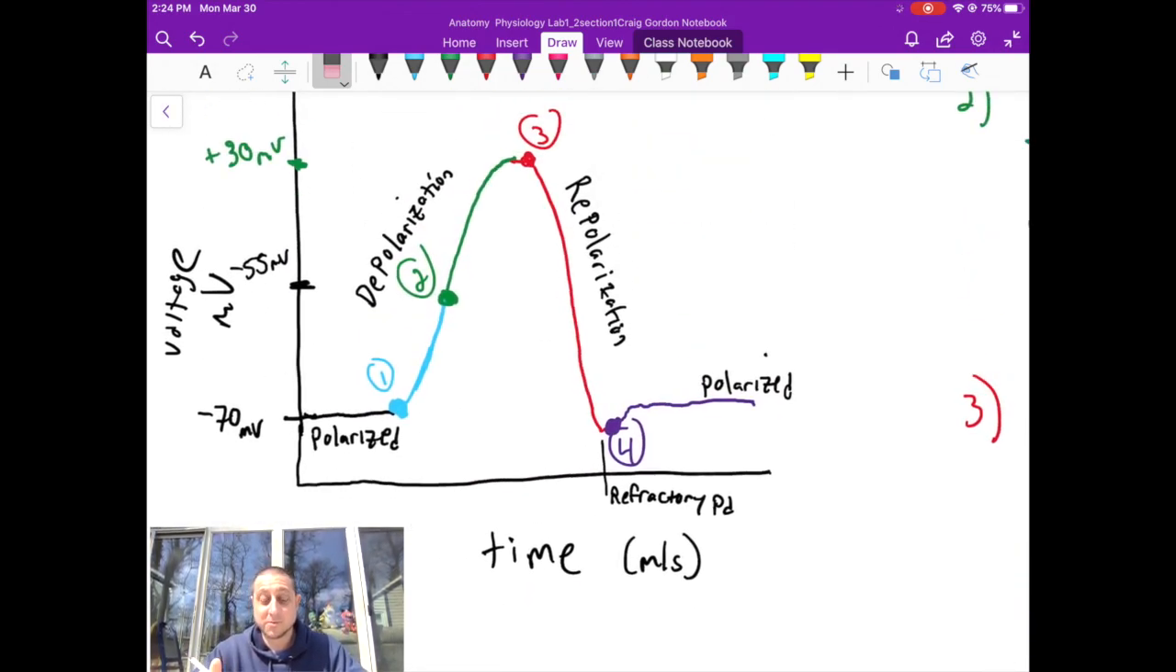This graph you need, though. You should write it down because the worksheets that you're going to have to do go with the graph.